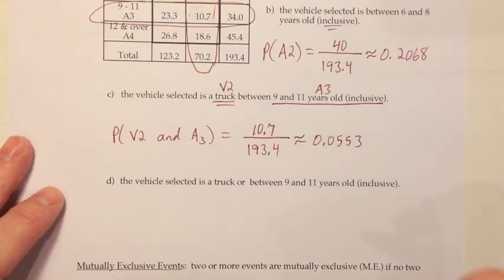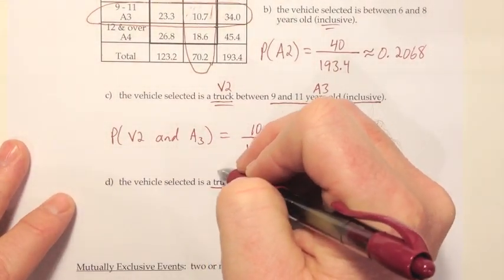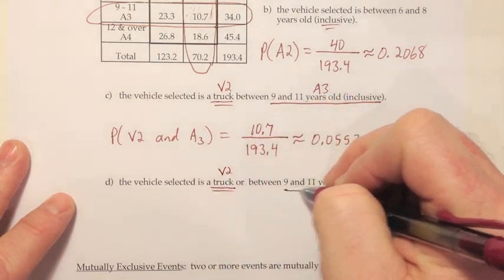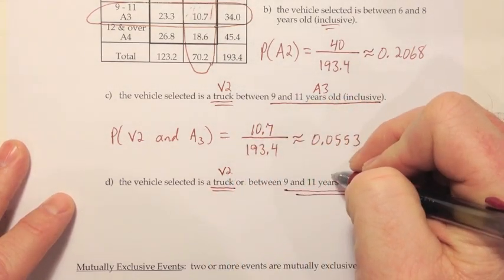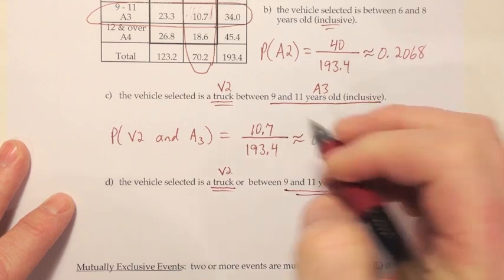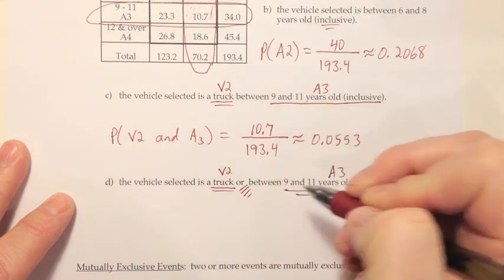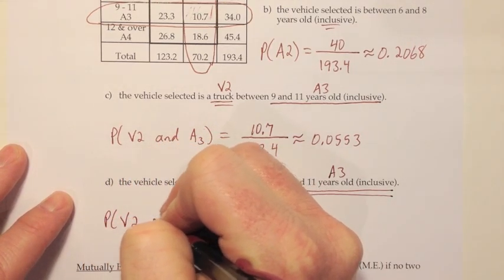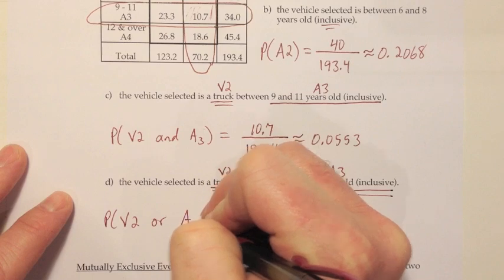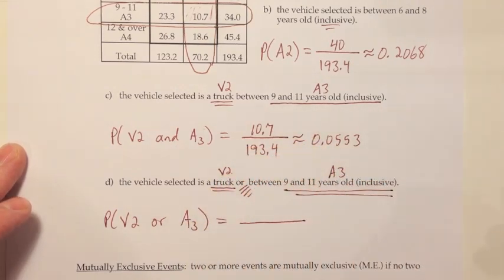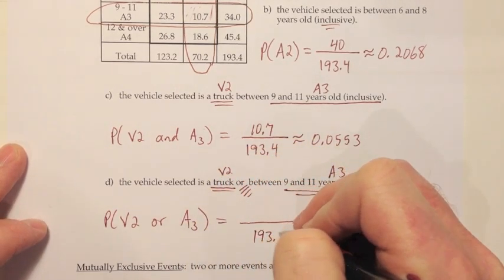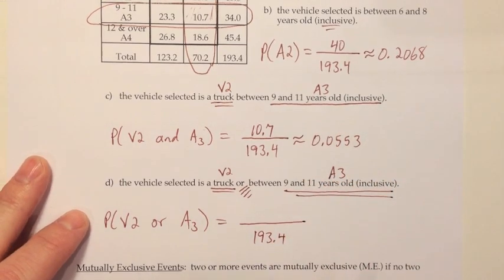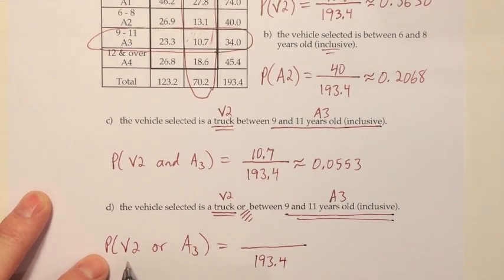And then one more on that, we have the vehicle selected is a truck. That's still the V2. It's between 9 and 11 years old inclusive. That would still be A3, just like in the last problem. But this time, we see the word or there. So it's going to be the probability of V2 or A3. And when we go to do this one, we have the same denominator, 193.4, but we have a different strategy. When you have an or, you want to count everything from the first one and whatever is new from the second one. Let me go ahead and grab a different color here.